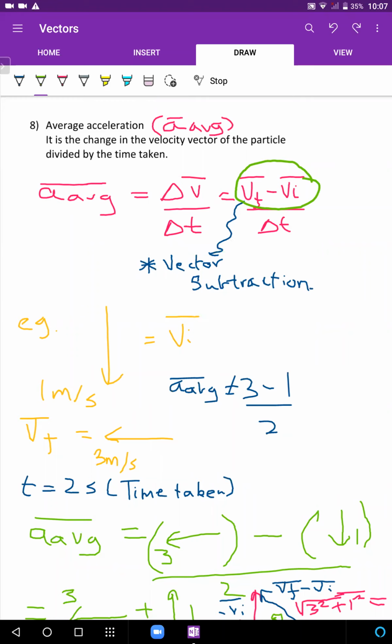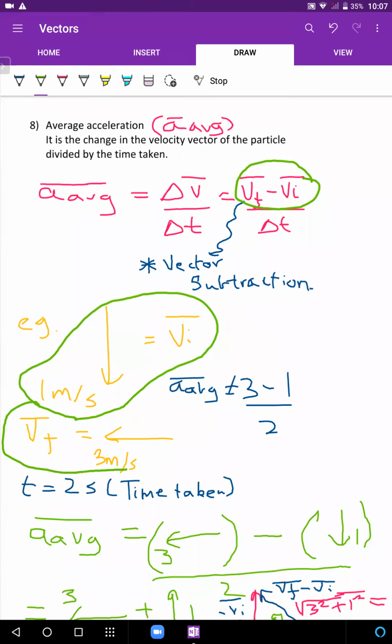Alright, so imagine कि this is my initial velocity. ये क्या दिख रहा है? This is, let's say, ये ऊपर से देख रहा है. So this is 1 meter per second towards south. This is my initial velocity. And let's say this is my final velocity, which is 3 meters per second towards west. 1 towards south is initial, 3 towards west is final.